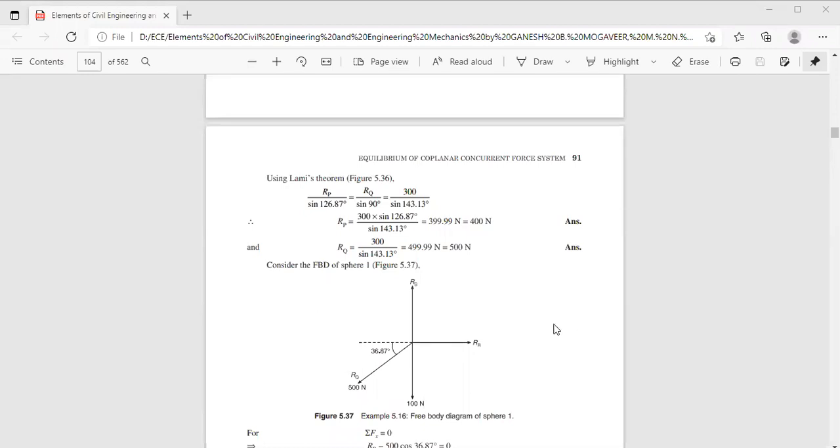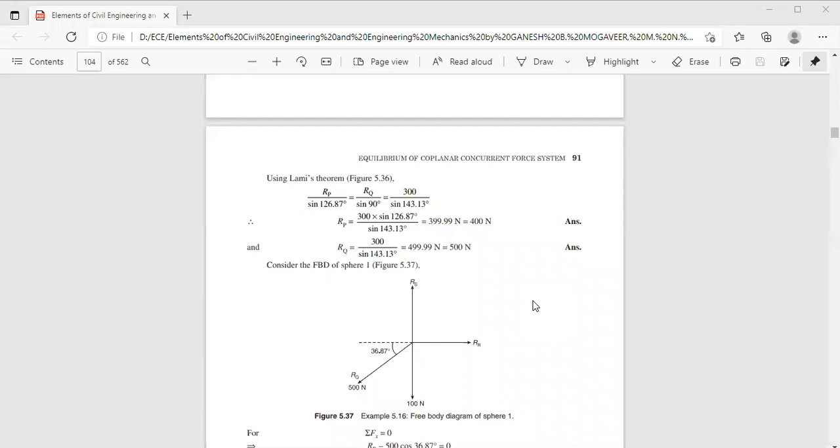And similarly, sigma Fx is equal to 0. That is RR minus 500 cos 36.87 is equal to 0, or RR is equal to 500 cos 36.87. So tell me the values of RR and RS.